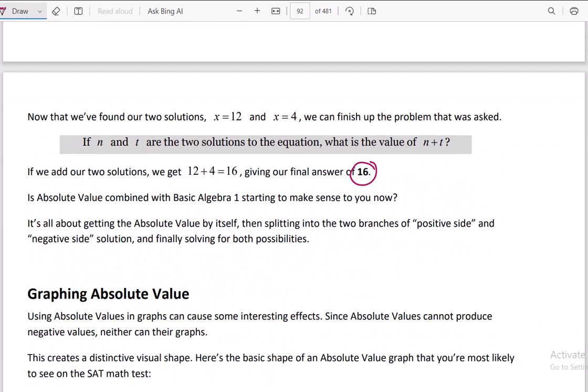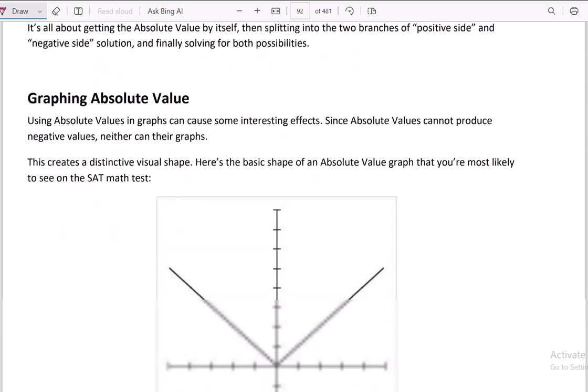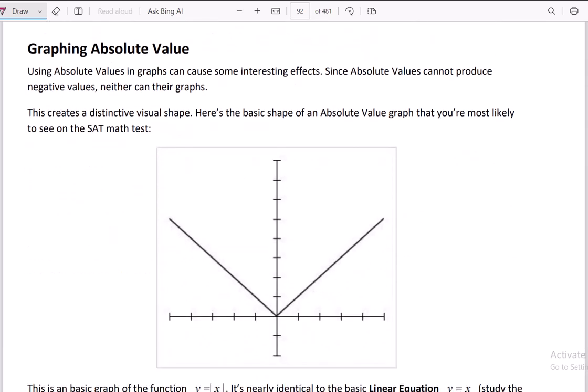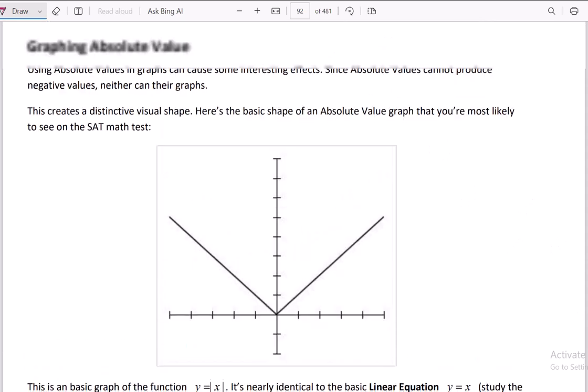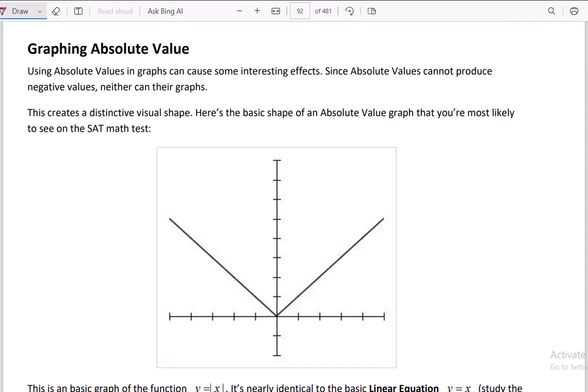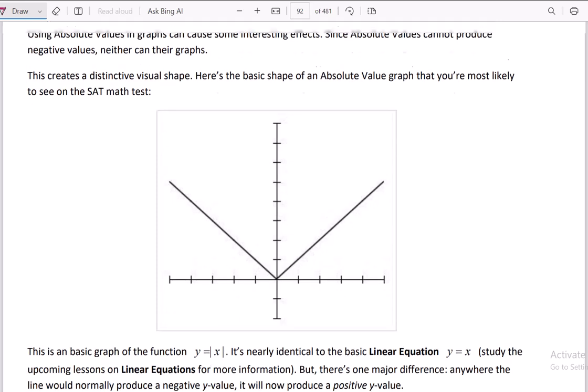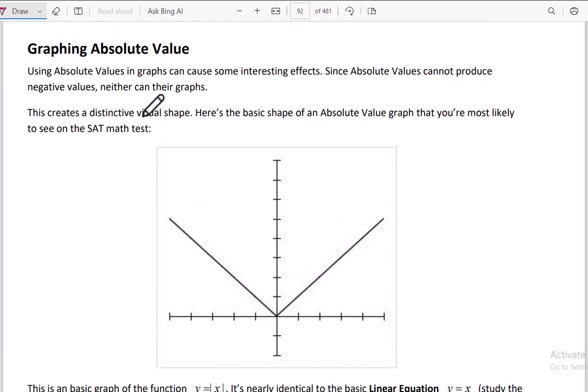Okay, let's talk about graphing absolute value. So this is a typical absolute value graph. Using absolute values in graphs can cause some interesting effects. Since absolute values cannot produce negative values, neither can their graphs, or rarely they can. They have this sharp look, this sharp V look.